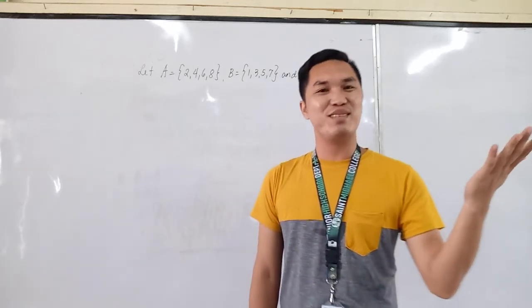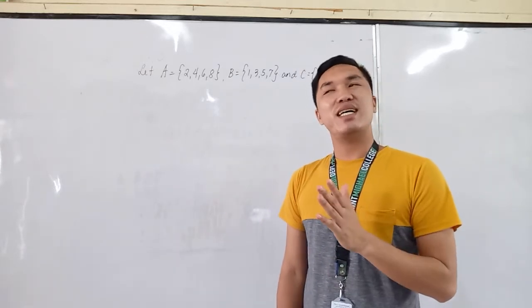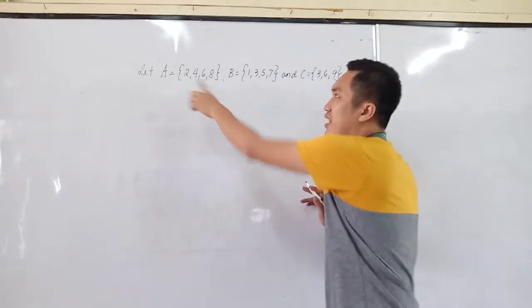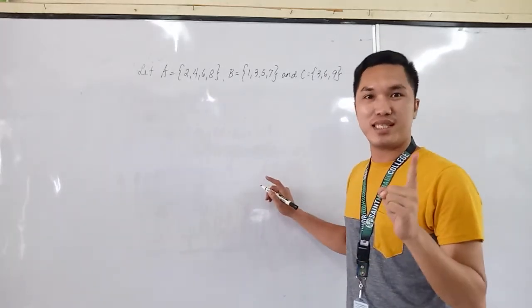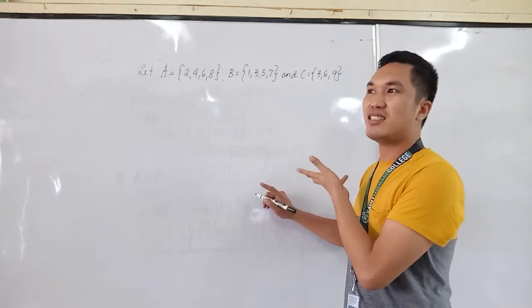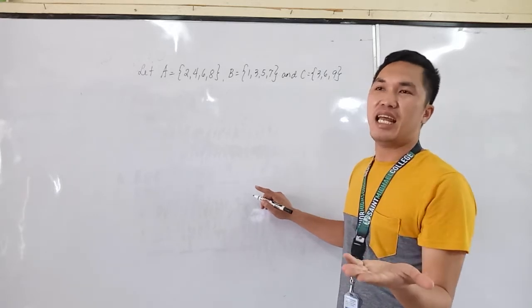Let us continue with the intersection of sets. This time, we will use the same given. So we have let A is equal to 2, 4, 6, 8. Set B, we have 1, 3, 5, 7. And set C, we have 3, 6, 9.